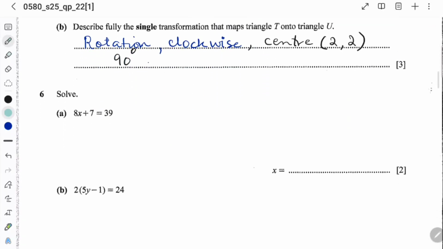Okay, the next question is question number 6. Solve 8x plus 7 equals 39. Very easy question. So 8x equals 39, and then just subtract 7. 39 minus 7 is 32. 8x equals 32. x is 32 over 8. So we have the answer, 4 eights are 32, we know that. So x is equal to 4. x equals 4 is the answer for this question.